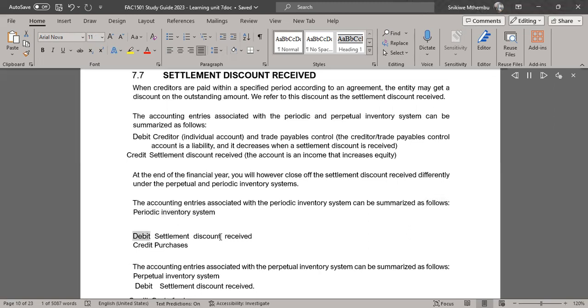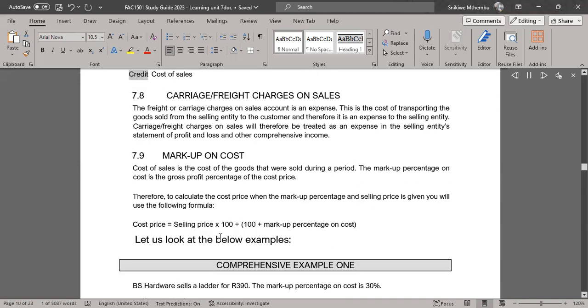Periodic inventory system. Debit settlement discount received, credit purchases. The accounting entries associated with the perpetual inventory system can be summarized as follows. Perpetual inventory system. Debit settlement discount received. Credit cost of sales.